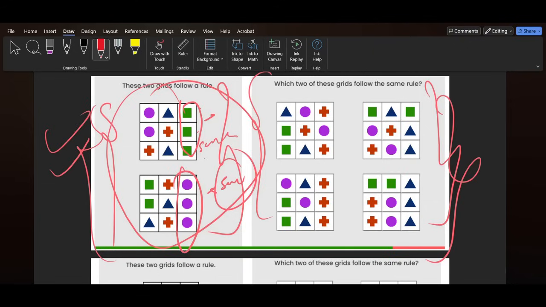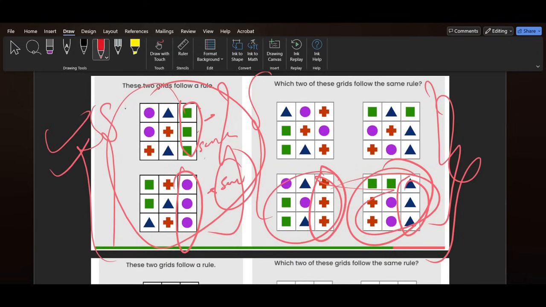So see here in option 4, we have the whole three cells with the same symbol. Also in option 3, we have the whole three cells with the same symbol. So these two will be our answer. So option number 3 and 4 is our answer.